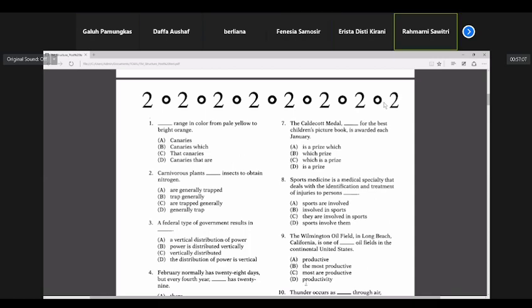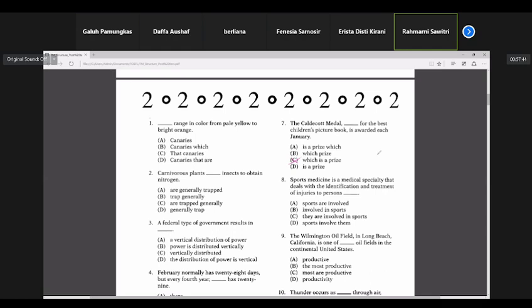C. The Caldecott Medal, which is a prize for the best children's book, is awarded each January. Yes, that's correct. Which is a prize. So for number 7, we have C. Here we have the adjective clause, which is a prize for the best children's picture book. The main subject is the Caldecott Medal, and the verb is a passive one, is awarded each January.